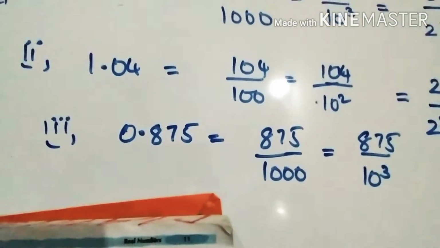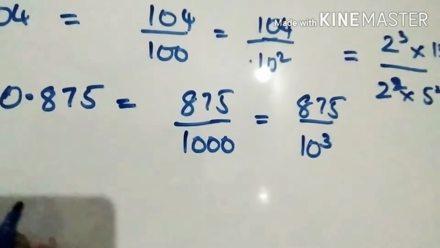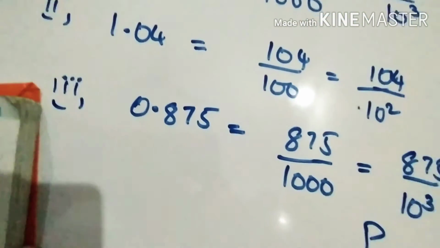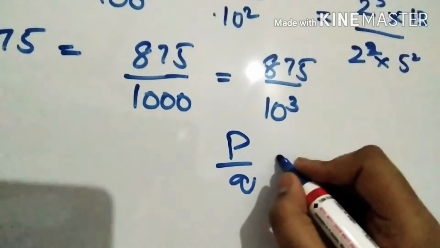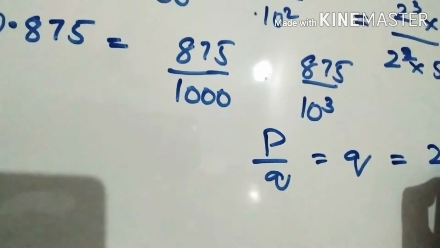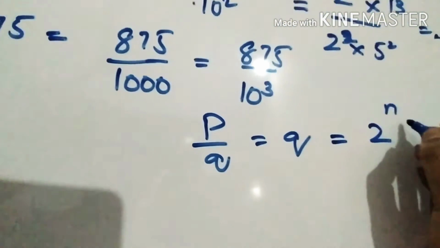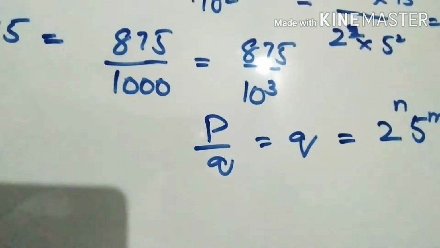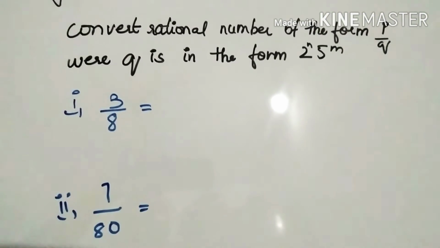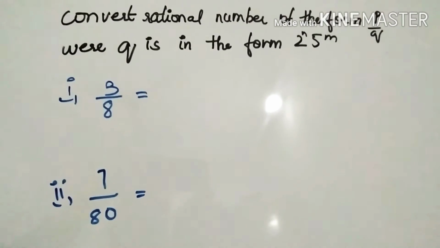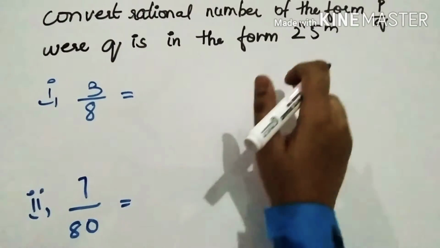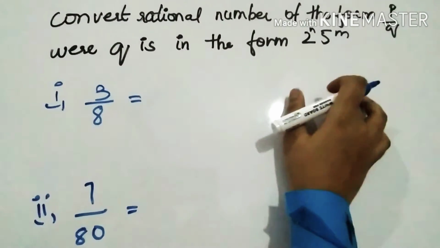So when we write such rational numbers in the form of p by q, then the prime factorization of q will be equal to 2 to the power of n into 5 to the power of m, where n and m are non-negative integers. So now we have to convert rational numbers of the form p by q, where q is in the form of 2 to the power of n into 5 to the power of m.